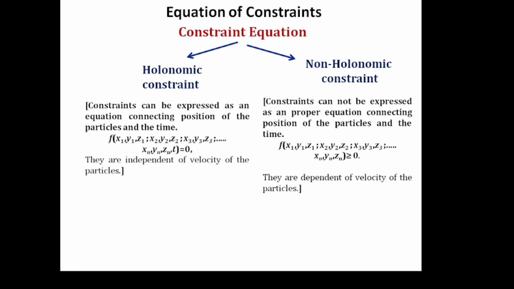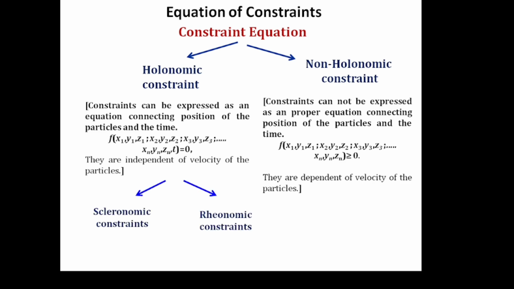For example, if a gas is kept in a spherical container with radius a, and r is the position vector of gas molecules, then the condition of constraint for motion of a molecule is given by r less than or equal to a, or r minus a less than or equal to 0. That means the position vector of a gas molecule is always less than the radius of the spherical container.